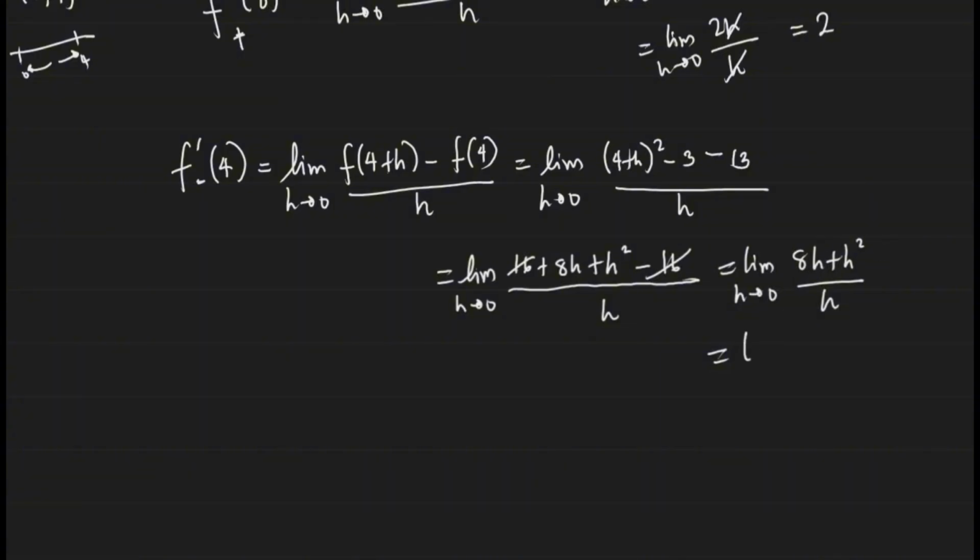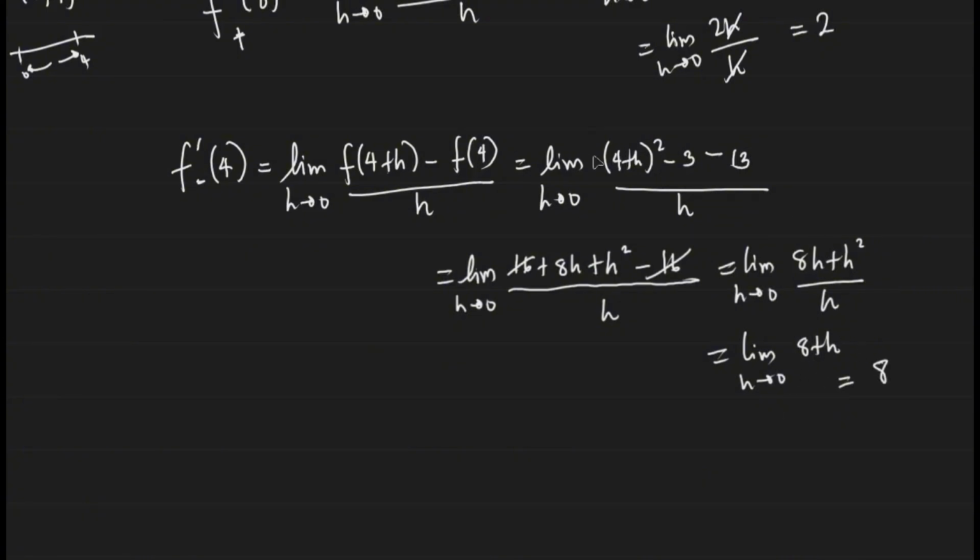So h is common there. You have the limit as h is tending to 0 of 8 plus h. Do you understand? h will cancel the common h there. So if 0 enters, you have 8.